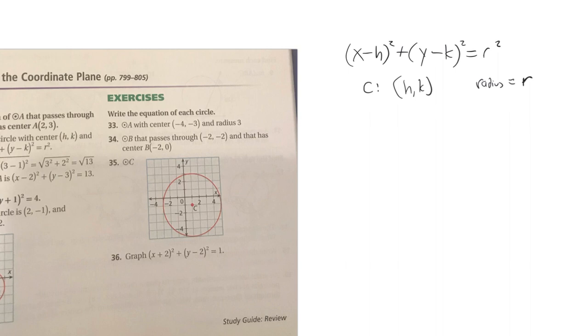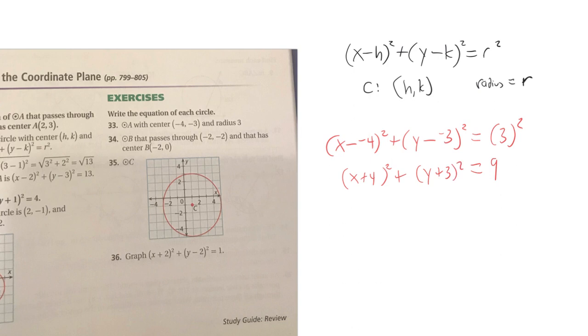Looking at problem number 33, write an equation of a circle A with center (-4, -3) and radius 3. Okay, simple enough. So it's the case that it would be x minus -4 squared plus y minus -3 squared, and that's going to equal the radius squared. Now this is just going to be 9 over here, and then we could clean these up to say x plus 4 squared plus y plus 3 squared, and then we're done.